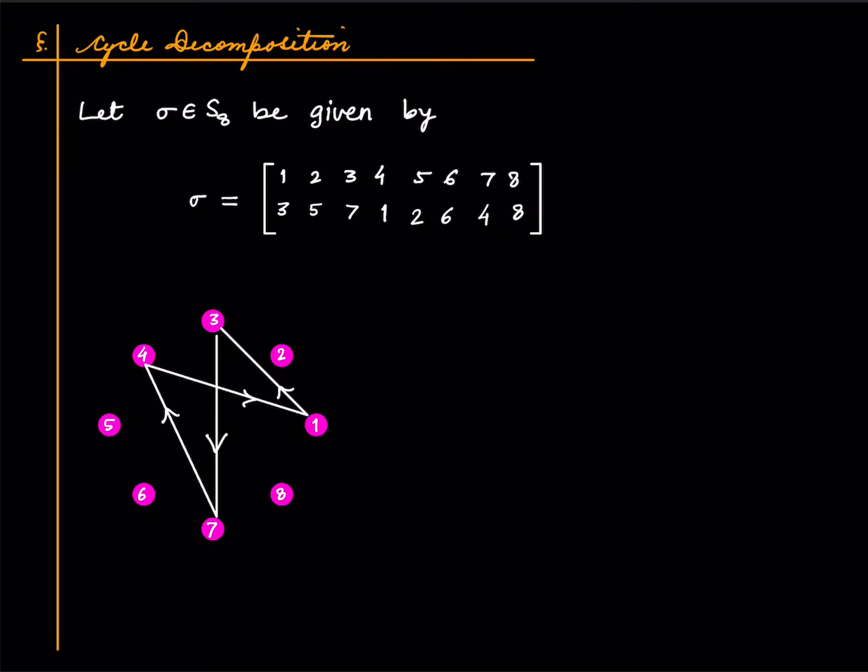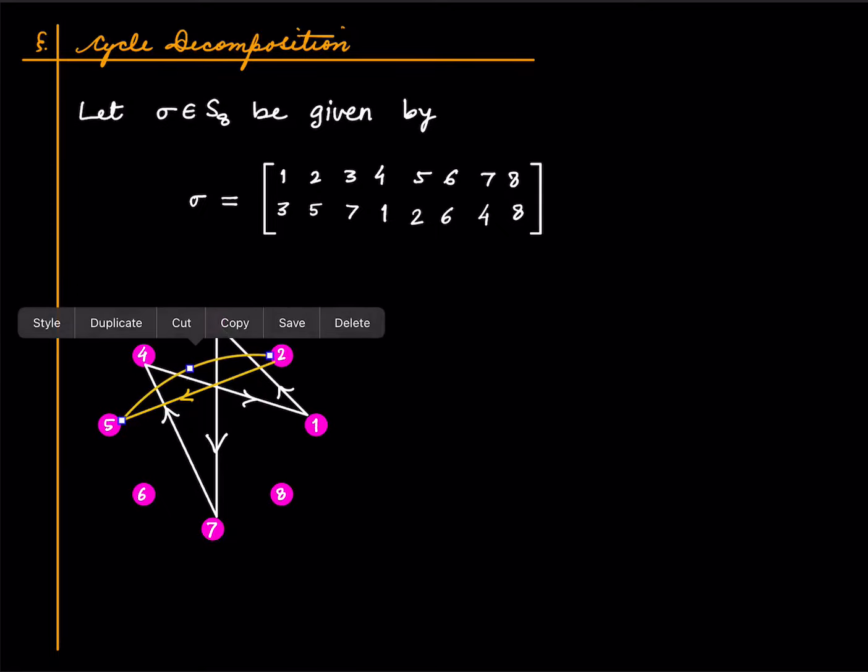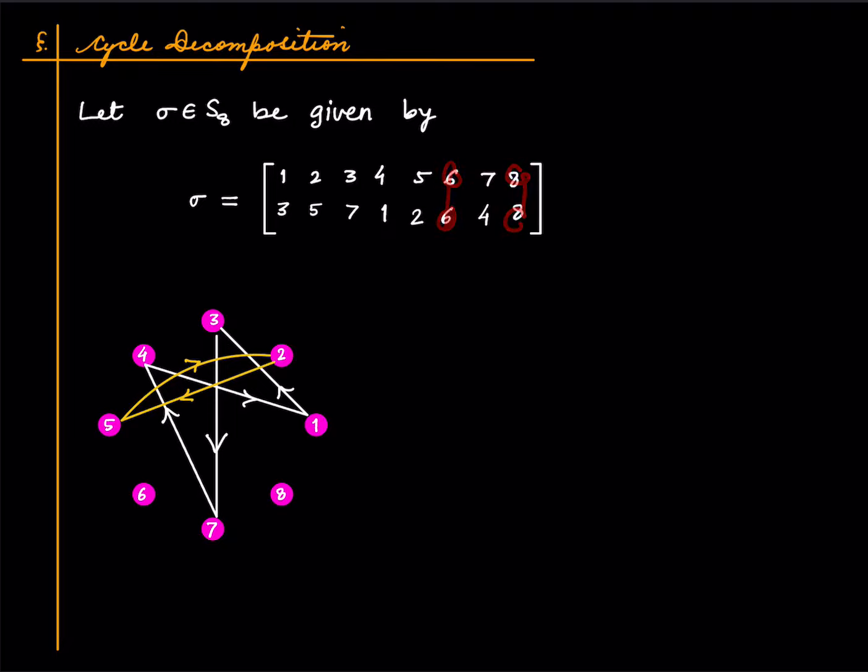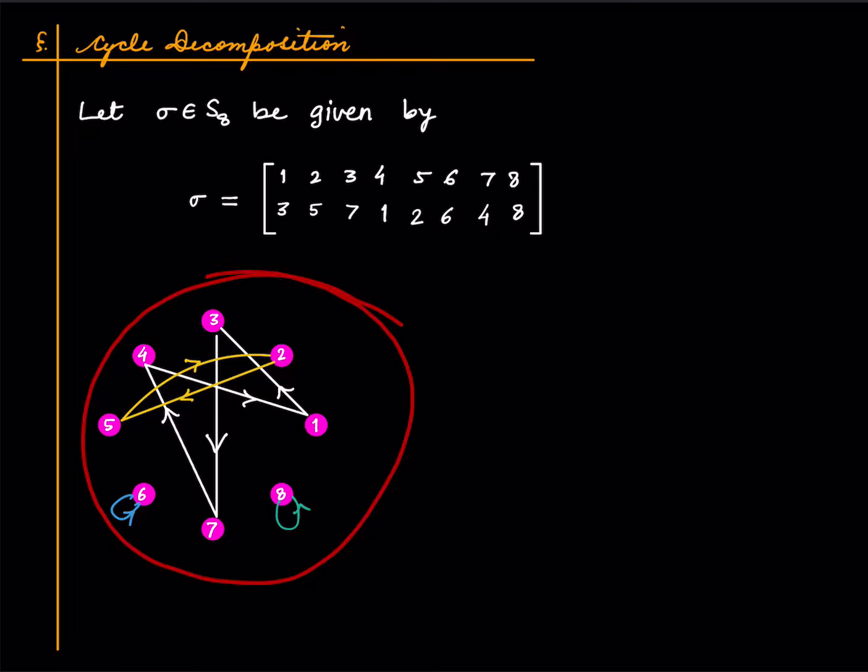Okay. Now 2 we need to consider. So 2 goes to 5. And 5 goes back to 2. Therefore, we need to make another arrow. So we have captured that. And 6 is left fixed and 8 is left fixed. So for that, we have two different colors again. Right, so this whole graph captures completely what sigma is.